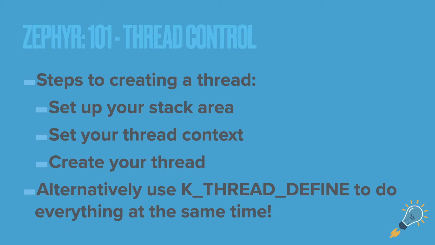This is probably one of the more important things. It's just setting up how much space you think your thread is going to be using on the stack. Generally, you tune it to what you think is best, and you can always use something like a thread analyzer during runtime to see how much you're actually using. So you set up your thread context. You create your thread using the create function, and alternatively, you can use the macro I mentioned earlier. It's k_thread_define, and that will do everything above. We'll dive into both, and you'll see both here today.